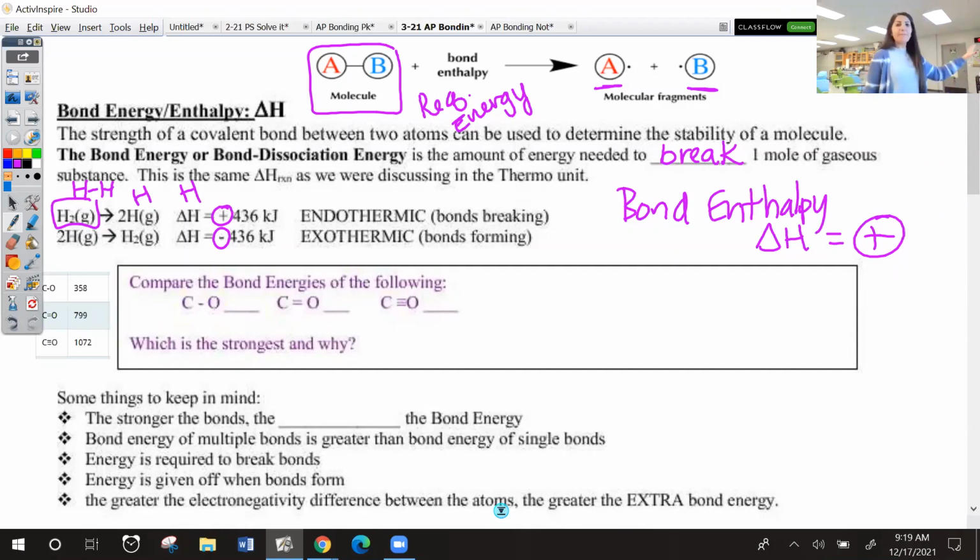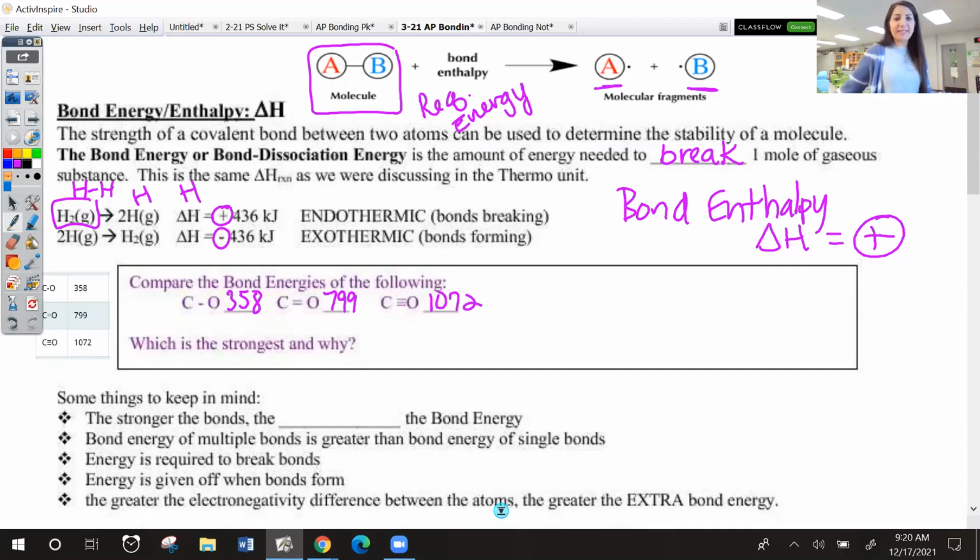So let's compare CO. I want to make sure you understand that, because sometimes people will say, oh, it's carbon and oxygen, it's always going to be the same. It's not. Why? We need to make sure we do our Lewis dot diagrams so that we can see: is it a single bond, a double bond, or a triple bond? The single C-O bond is 358 kilojoules per mole. Our C double bond O is going to be 799. And then we've got 1072 for our C triple bond O.